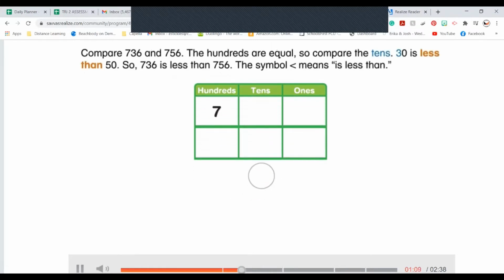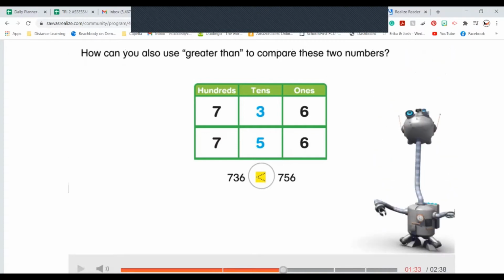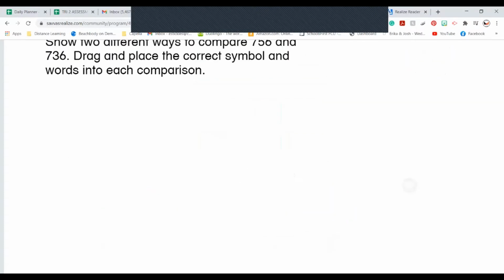Compare 736 and 756. The hundreds are equal, so compare the tens. 30 is less than 50, so 736 is less than 756. The symbol means is less than. How can you also use greater than to compare these two numbers? Let's try it.